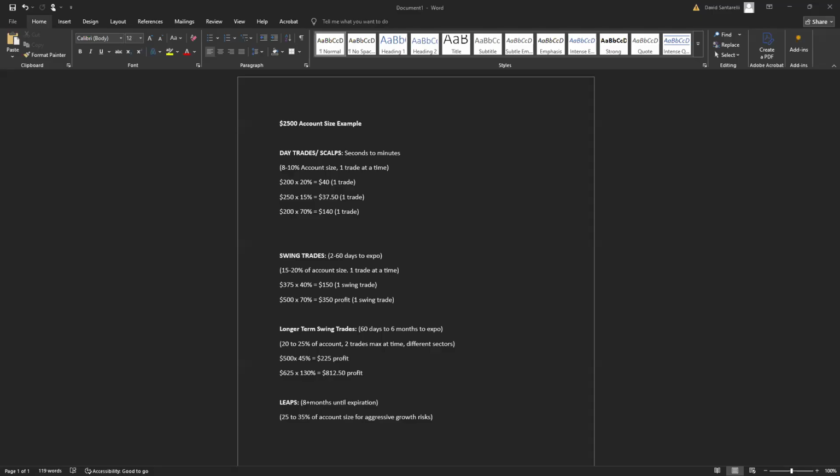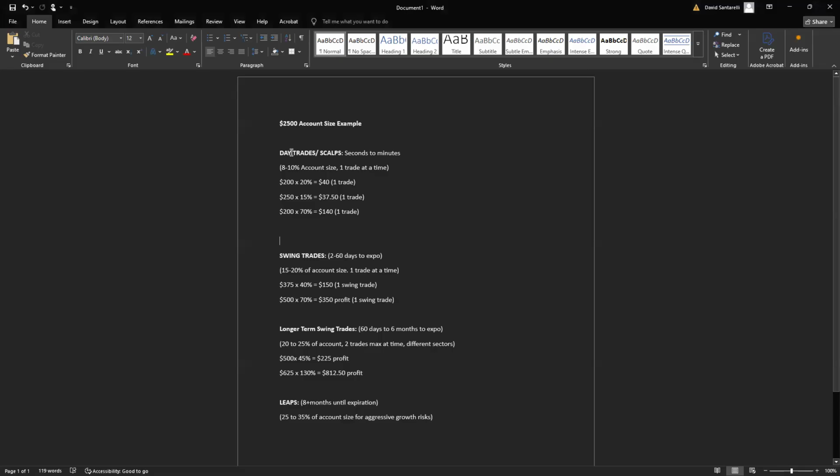And then, like I said, as your account continues to grow, your position sizing is going to get larger, right? Because you're going based on percentage of your account size for each one of these types of examples, where you're focusing in on day trades and scalps. That's when you're looking at that intraday 1-minute, 3-minute, or 5-minute chart. You're doing one trade at a time. Your position sizing is 8 to 10%, so $200 to $250 per trade, just one at a time.